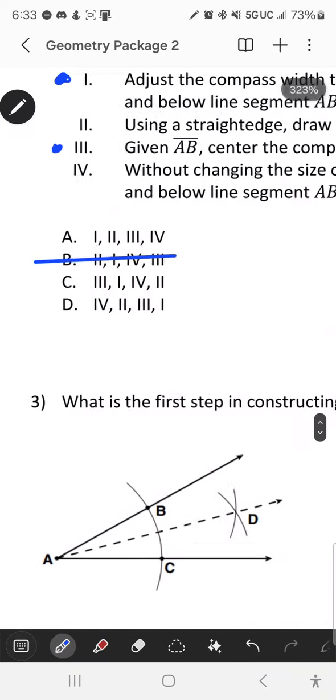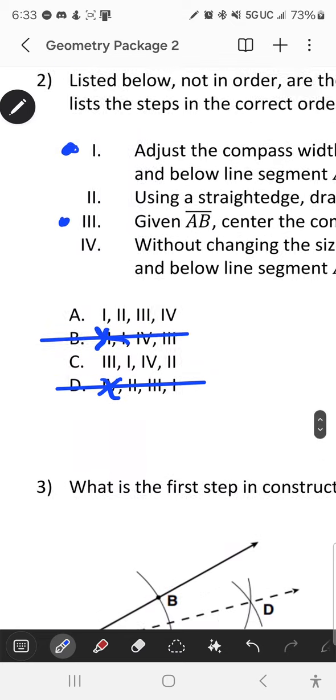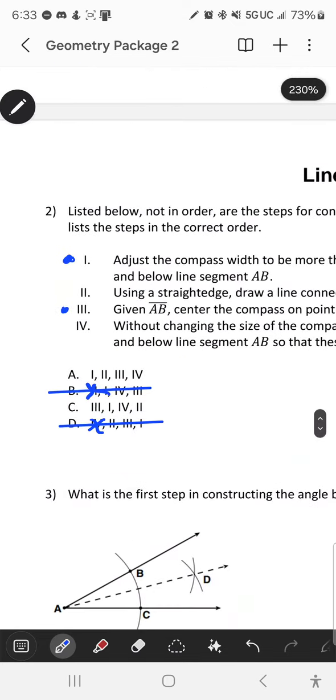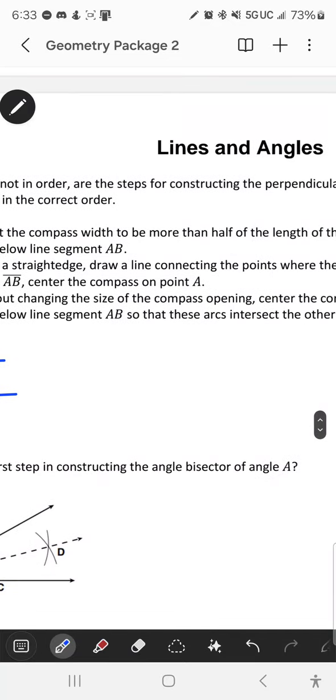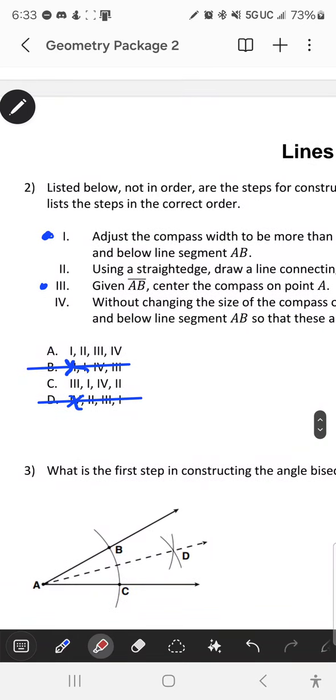Okay, let's see. 4 is also not the first one, because we are actually moving the compass from one point to the other. There's actually the other arc drawn, so 4 is not the first one, basically. Now between 3 and 1, I will choose 3 because we are only putting the compass over point A in 3. So I think this is the answer.